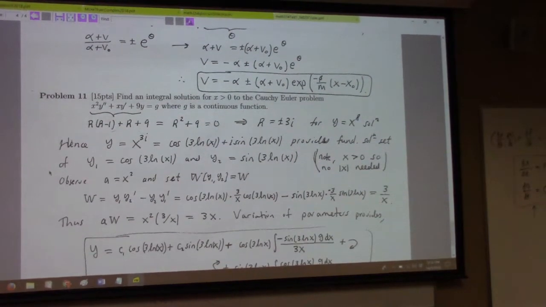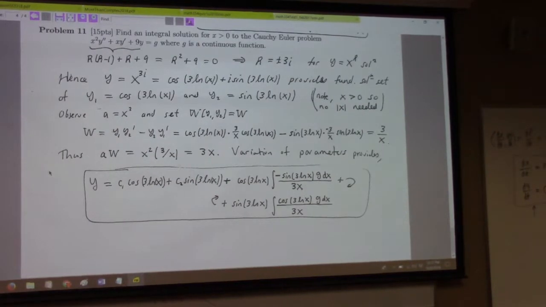And then, Cauchy-Euler, but that's out. This is actually interesting. This is a non-homogeneous Cauchy-Euler problem. Wouldn't be terribly surprising if that was on your next quiz. Anyway, so you guys have a good week. I'll see you Thursday.